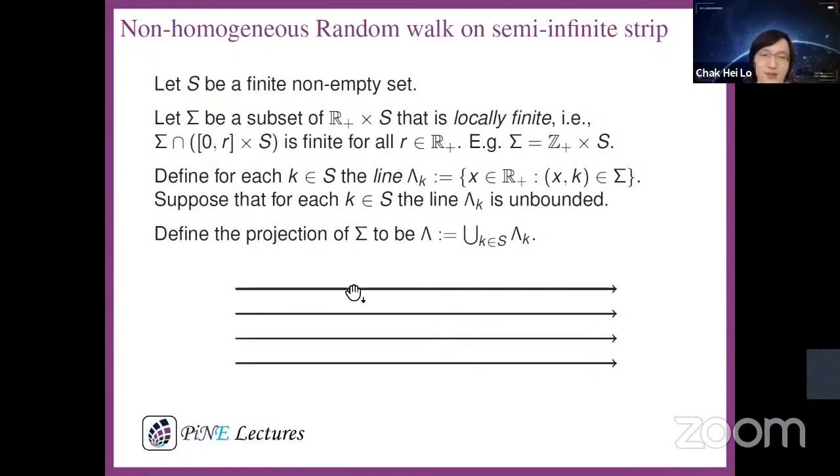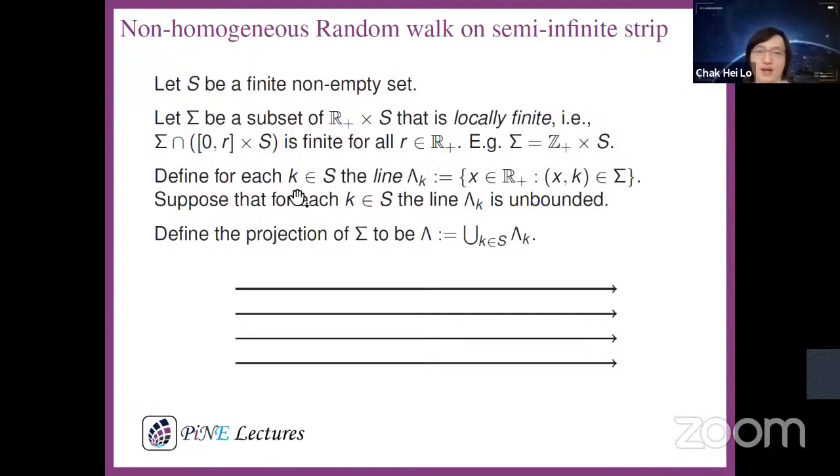It can start anywhere from any point, and each line can have a different state space, okay? So we will explain it here. Let S be a finite non-empty set. So essentially S is the vertical component to denote how many lines that we have here. Let sigma be a subset of Z plus cross S that is locally finite. What it means is if we intersect sigma with this bounded region, this cut region from zero to R, then the number of points here is finite, for any R. For example, you can always bear in mind that we can just simply take sigma to be Z plus cross S. The theory here applies to a more general model, but the classical thing that we should think of is this state space, sigma equals Z plus cross S.